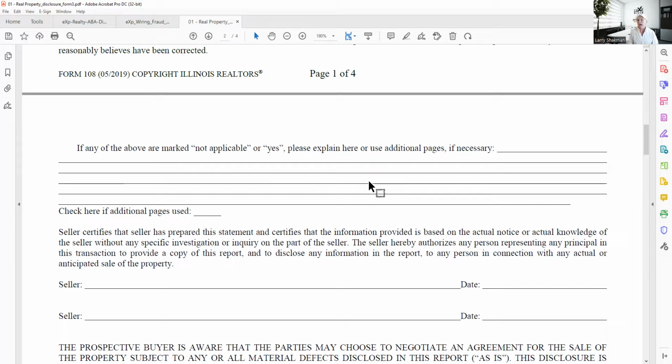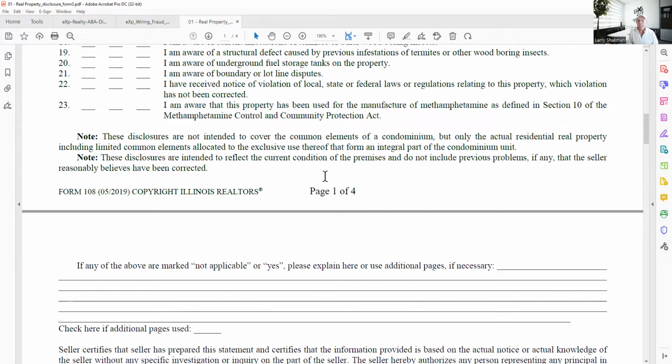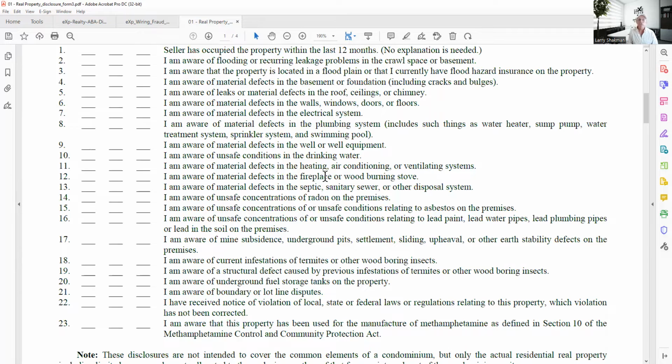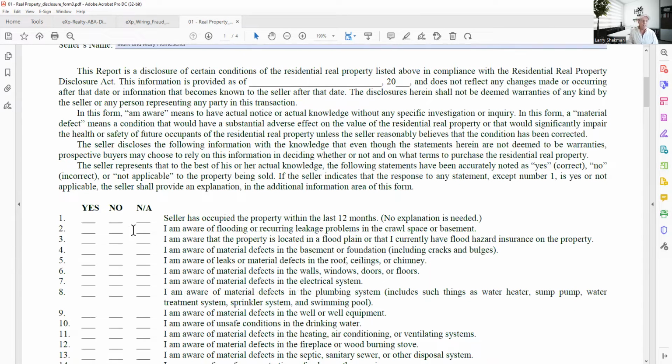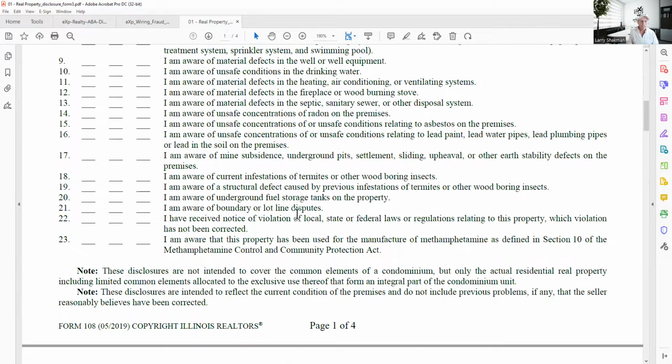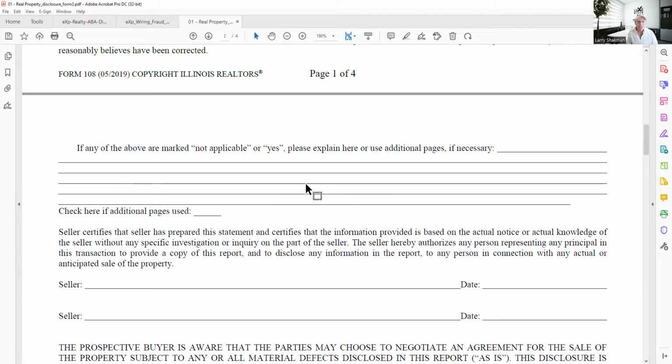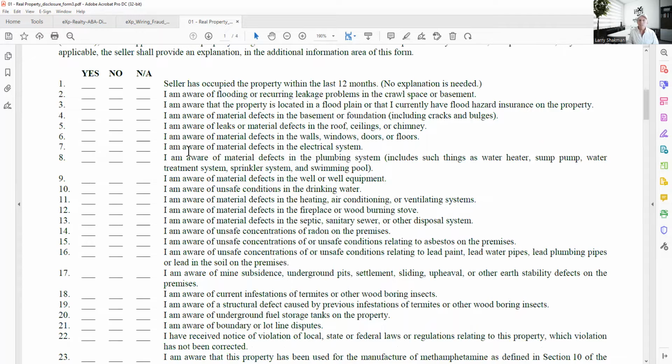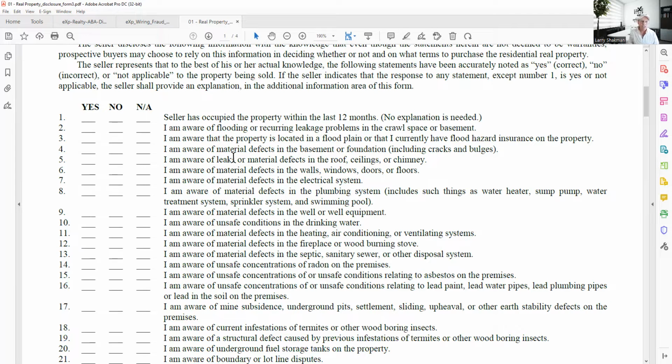Now, you may have knowledge of recurring leakage in the basement that you fixed. So you might say yes, but then you might come down here and say, this was repaired in 2021, and we've had no problems since. So anything you answer yes to, you're going to want to put an explanation down in that paragraph we just looked at.